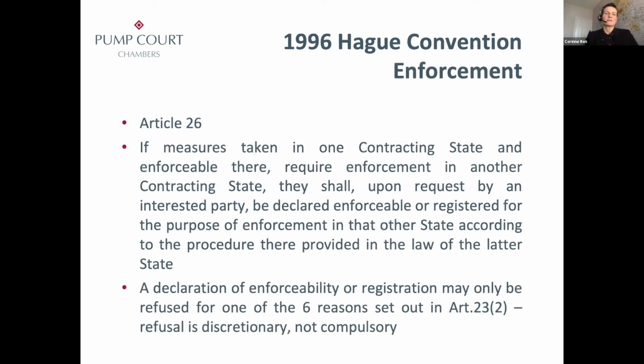Article 26 tells us that if measures taken in one contracting state and enforceable there require enforcement in another contracting state, they shall, upon request by an interested party, be declared enforceable or registered for the purposes of enforcement in that other state, according to the procedure there provided in the law of the latter state. And that is your FPR Part 31. A declaration of enforceability or registration may only be refused for one of the 6 reasons set out in Article 23(2), so the 6 grounds that I have just read out, and refusal is discretionary, not compulsory.